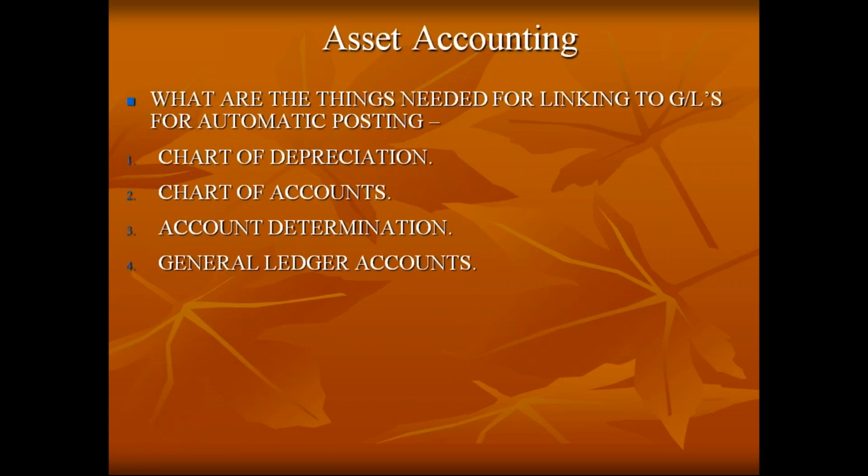So what are the things needed for linking the GL accounts for automatic posting? We can say these are the prerequisites needed for automatic posting of transactions. First thing is you need a chart of depreciation. We didn't talk about chart of depreciation; we'll be doing it as we move a little further. We need the chart of accounts. Then you need the account determination and you need the GL accounts. These are the four things which are compulsorily needed when we go for automatic posting of transactions.